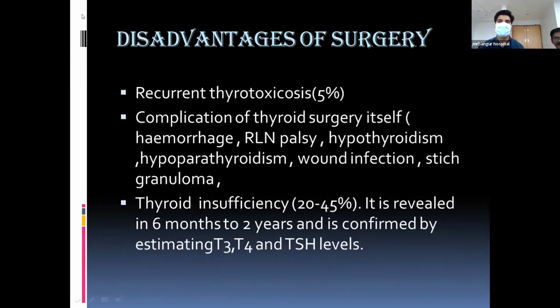Now, disadvantages associated with surgery. There could be a recurrent thyrotoxicosis in 5% cases. There are complications of thyroid surgery like hemorrhage, recurrent laryngeal nerve palsy, hypothyroidism, hypoparathyroidism, stitch granuloma, infection. In 20 to 45% cases, there will be thyroid insufficiency, which will be revealed in 6 months to 2 years, and confirmed by estimating T3, T4, and TSH level.